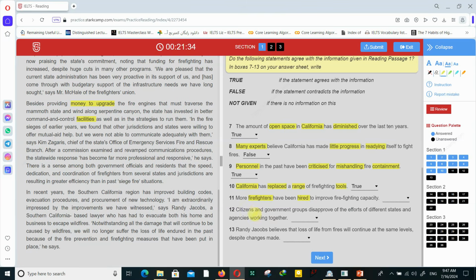Now the next, actually I'm going to highlight the keyword for all of the questions. Here, hiring is the main keyword. Citizens and government groups disapprove of the efforts of different states and agencies working together. And number 13, Randy Jacobs believes that loss of life from fires will continue at the same levels despite changes made. Continue at the same level. Okay.